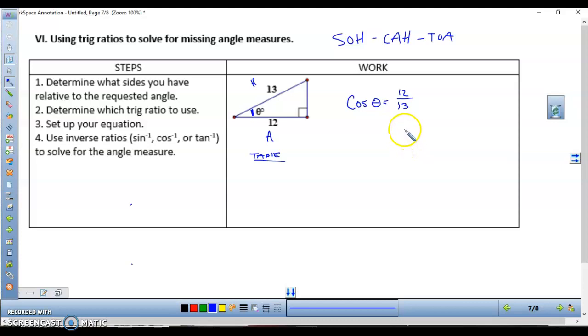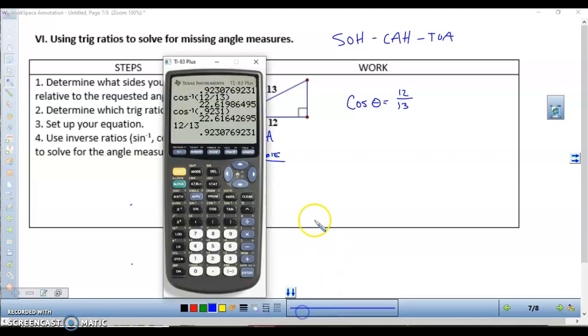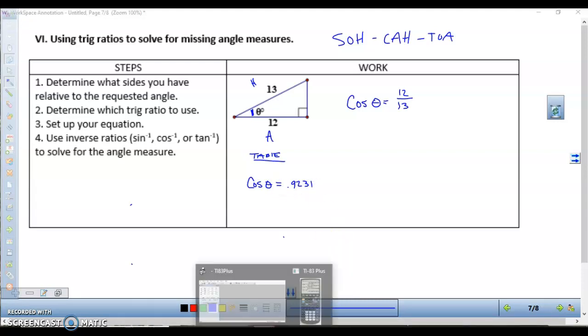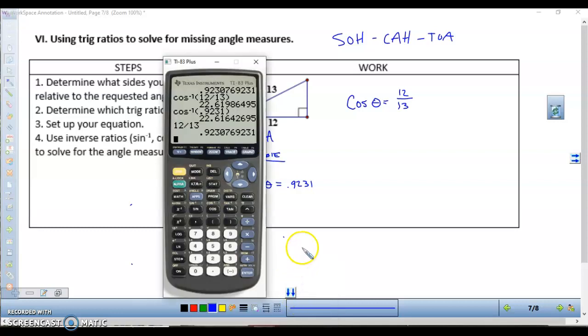All right, so I was going to show you how you can work backwards to find the angle measure using the table first. So you still have to use the calculator to determine that decimal, and 12 divided by 13 is 0.9231. So I've got the cosine of theta is equal to 0.9231. Confirm that. 9231. Good.